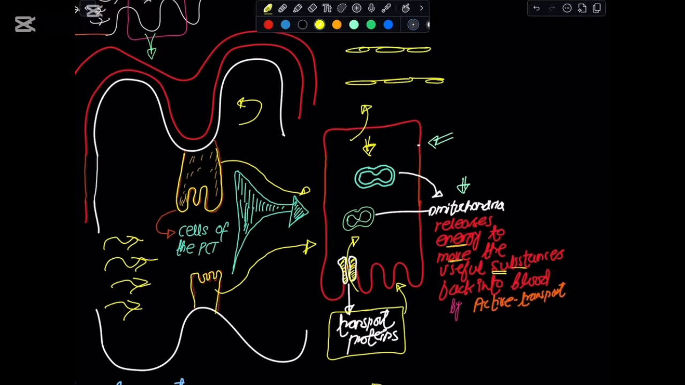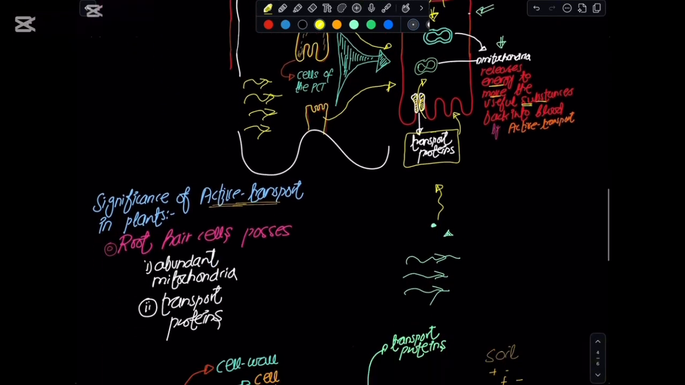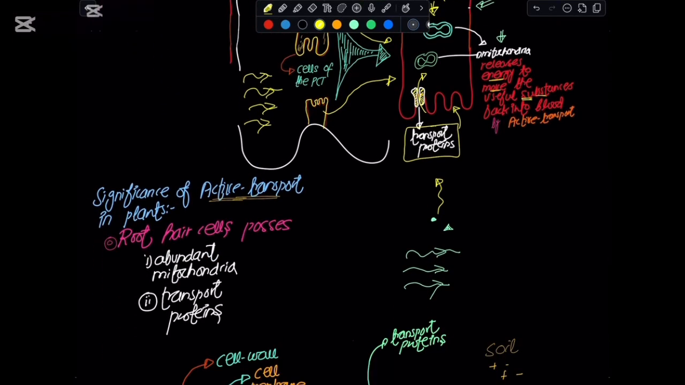So here again you see that when we have reabsorbed the useful materials out of the fluid that is flowing through the kidney tubules, active transport has been utilized. So we are done with the significance of active transport in animals, where we have seen the digestive system and the excretory system. For the digestive system, you must remember that we have absorbed the digested food particles, and for the excretory system, we have reabsorbed the useful particles so that they do not get lost into the urine.